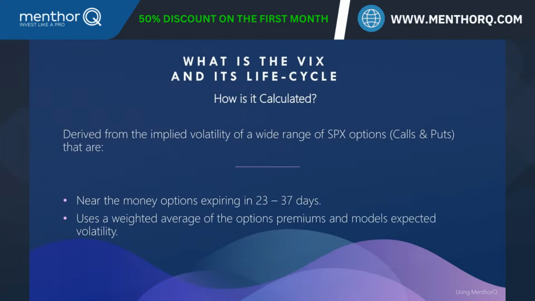Okay, so it's based on calls and puts of SPX. SPX is the S&P 500 cash index, and it's based on near the money options expiring between 23 and 37 days. So that's the VIX. There are a number of other products like VIX 9-day, VIX 30, but this is just the VIX product, VIX. So 23 to 37 days. And it uses a weighted average of the options premium and models expected volatility. So that's what VIX is. So next slide.